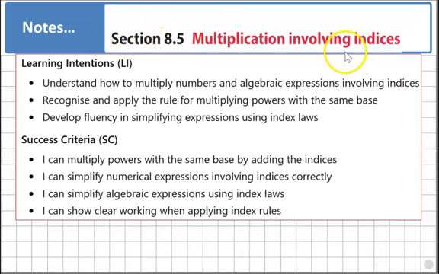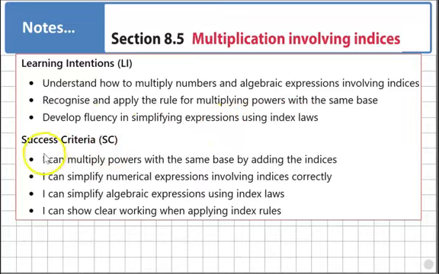8.5 Multiplication involving indices. Learning intentions. Understand how to multiply numbers and algebraic expressions involving indices. Recognize and apply the rule for multiplying powers with the same base. Develop fluency in simplifying expressions using index laws.